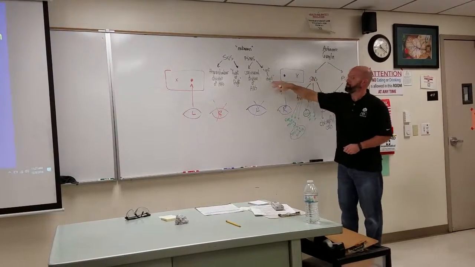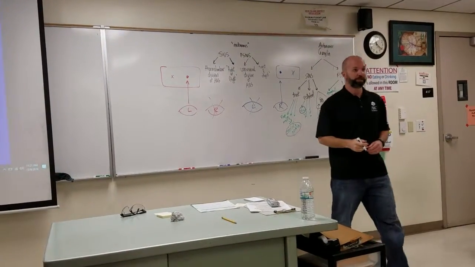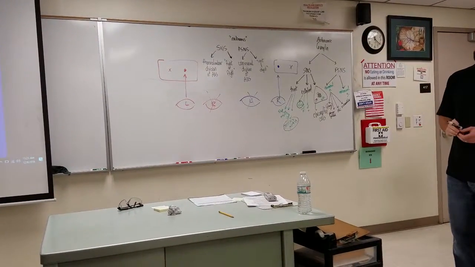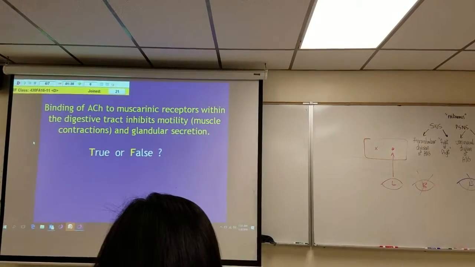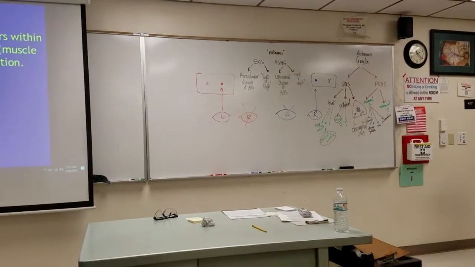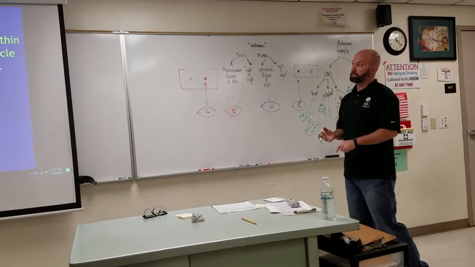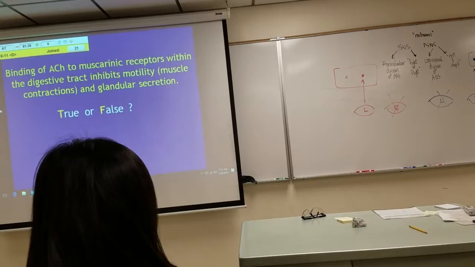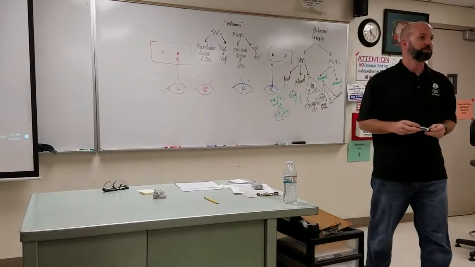So parasympathetic promotes digestion. To digest, you need to move the gut and you need to secrete in the gut. So to make this a correct statement, change inhibits to stimulates. Right? ACH is the neurotransmitter of the parasympathetic division. Muscarinic are the receptors. And this would increase motility and glandular secretion. So remember, parasympathetic is excitatory when it comes to digestive functions, urinary functions, and these are called maintenance functions.